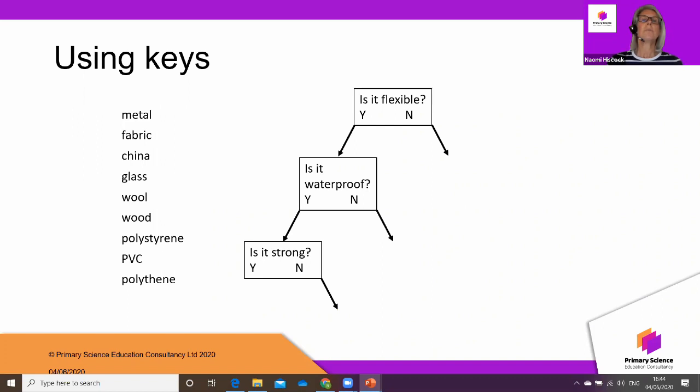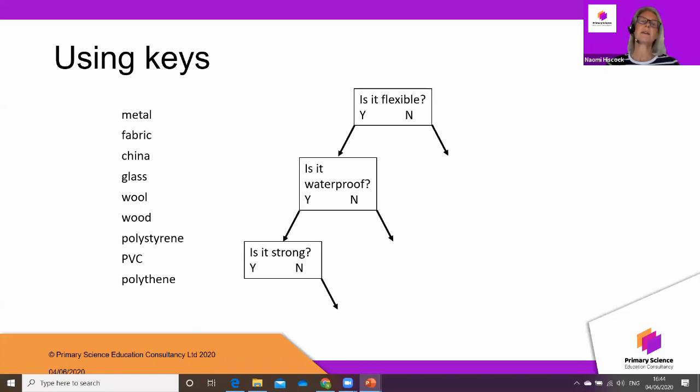We may want to look at more properties, and a Venn diagram, although you can add 3 or 4 circles to a Venn diagram, starts to become quite tricky to actually read. The circles become very small, the spaces become small to put the data into. So a better way might be to look at and use a key.